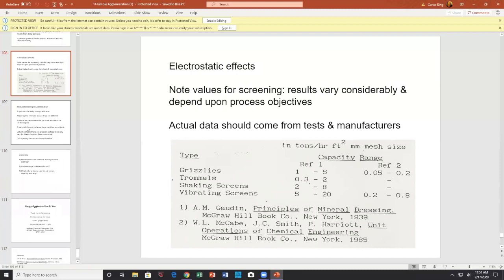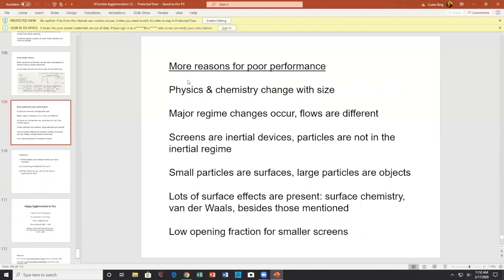More reasons for poor performance. Well, chemistry and physics change with size. Major flow regimes occur and flows are different. Screens are inertial devices. Particles are not in the inertial regime. That's the idea that screens are high Reynolds number items and particles are Stokes. Small particles are surfaces. Large particles are objects. And then you have lots of surface effects present, surface chemistry, van der Waals. Besides those mentioned, the low opening fractions for smaller screens.